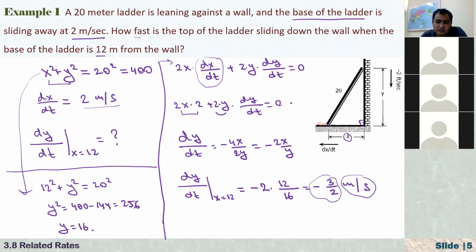As you see here, we are talking about two things. The foot of the ladder is moving away from the wall, and also the top of the ladder is sliding down, right? These two rates are related to each other. So this whole section is about this kind of problem.